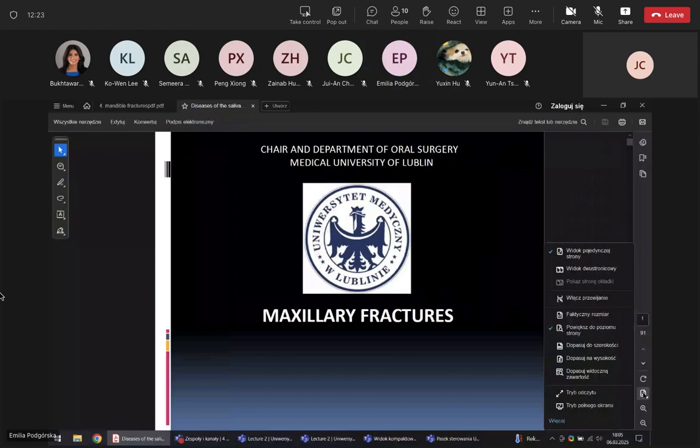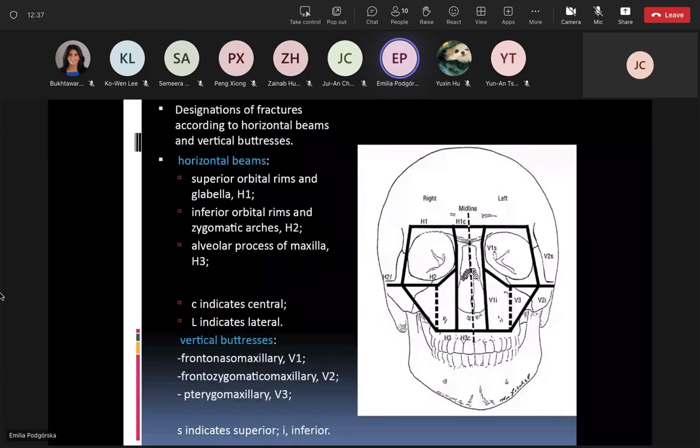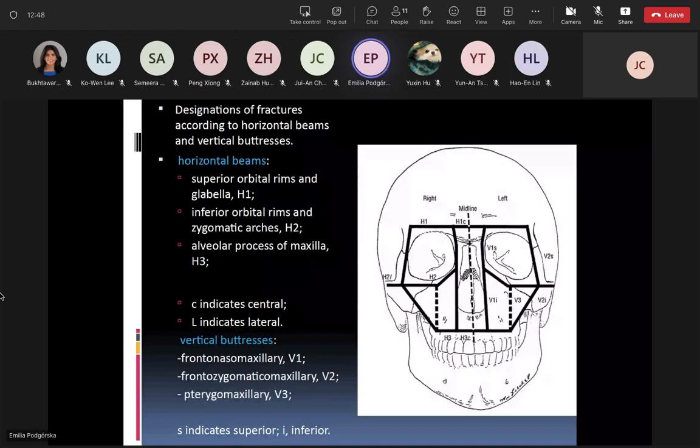Okay, you know every bone with correct anatomy. And we can divide bone fractures, the definition of fractures, according to horizontal beams and vertical buttresses. We have horizontal beams: superior orbital rims and glabella, which is H1.